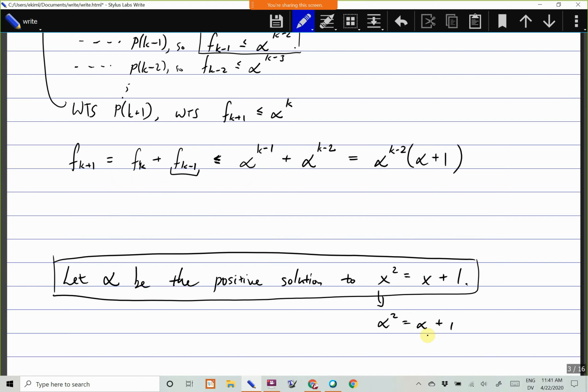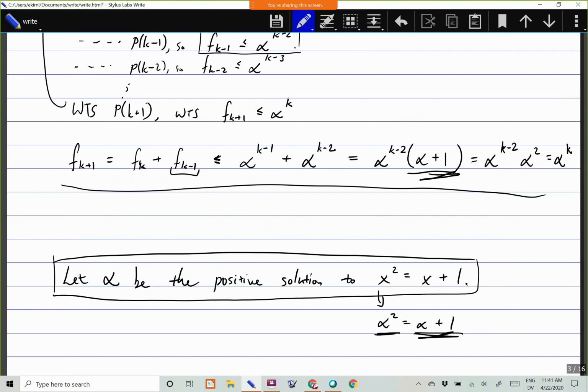And this tells us that alpha plus 1 can be replaced with alpha squared, which we're going to do right now. I'm copying the alpha to the k minus 2 power, but this alpha plus 1 right there, we get to now replace it with alpha squared. And now, multiplying two things with the same base, you get to add the exponents, and you get here alpha to the k.